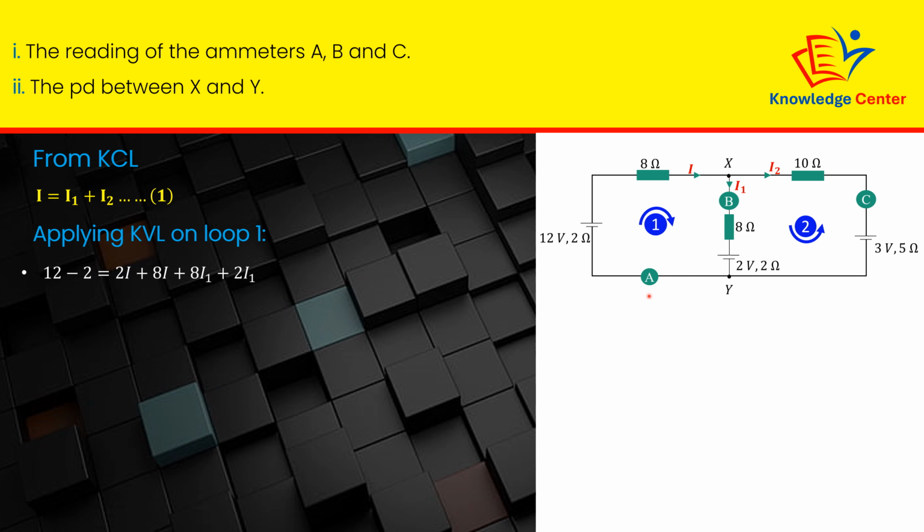You simply get 10I, and then you can sum this 8 and this 2 since they're in series. Okay, you can always do that. So that simplifies easily to this. If I simplify this further by dividing all through by 10, you realize that I plus I1 equals 1, and that's my equation 2.